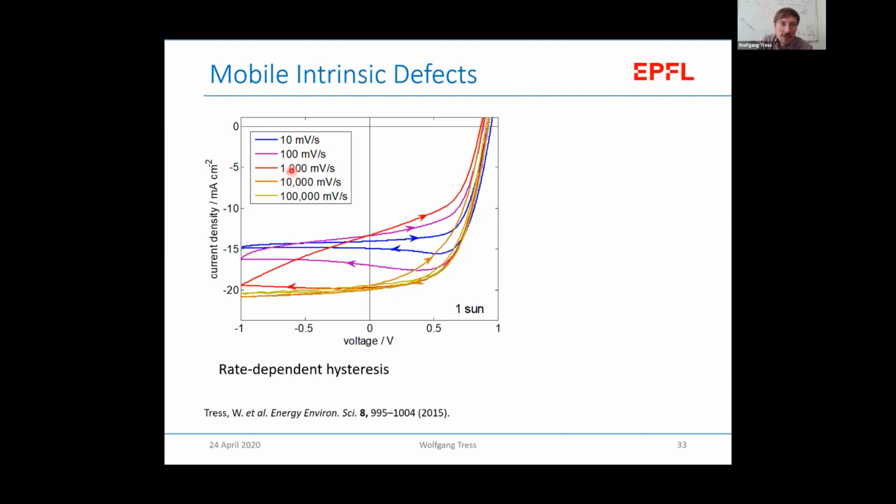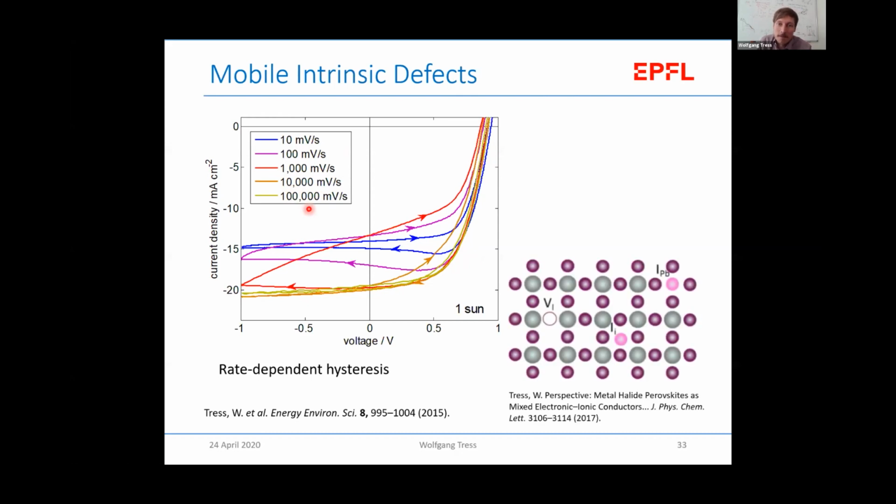So when we do, let's say, 100 millivolt per second, the whole JV curve takes us maybe a bit less than a minute, for example. And for 10 millivolts, it will take us already several minutes, and here it is, of course, faster. One of the explanations given was that this slow process is related to defects, ionic defects in the material, which are mobile.